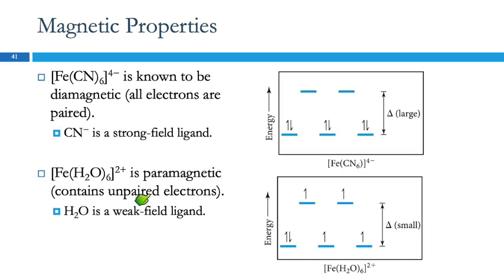This one is paramagnetic. So this one has cyanide, which is a strong field ligand, causes the energy difference to be large. Water is a weak field ligand. This difference in energy is smaller. Now, they didn't draw it very well because it looks pretty much the same, but this difference is smaller.